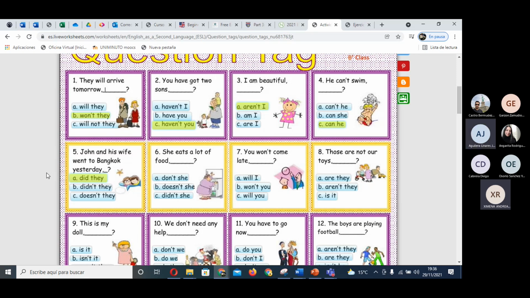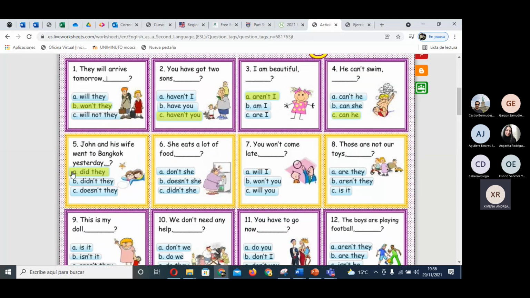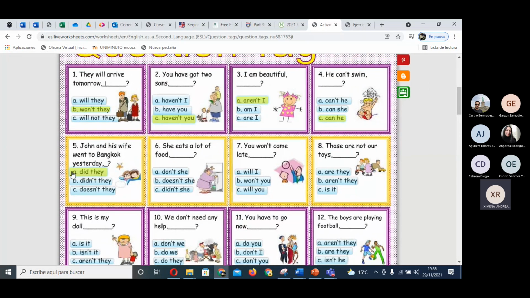Perdón, profesor, que se ha entrecortado, no la entiendo muy bien. We are selecting in the number 5, la número 5, para que tú elijas pues la correcta question tag.